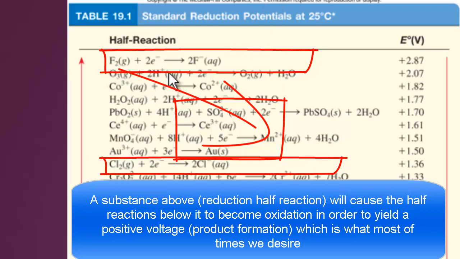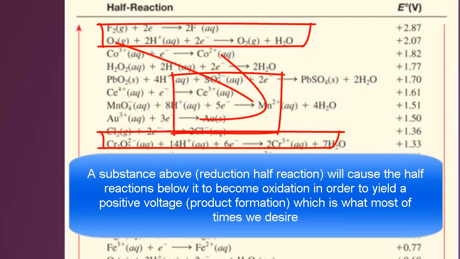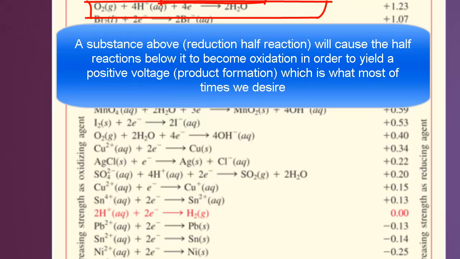Fluorine will cause all of these other ones below it to flip, and when you calculate cathode minus anode, you'll get a positive voltage. Same thing with hydrogen plus. It will cause everything below it to flip if you want a positive voltage.